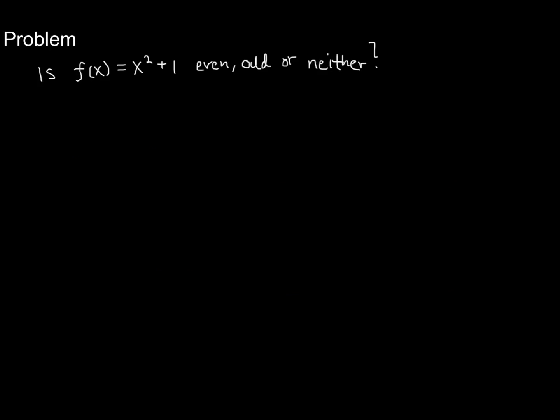So here's a problem. Is f of x, which is equal to x squared plus 1, even, odd, or neither? So here's what I want you to do. Before we actually go through and prove it algebraically, I want you to sketch a graph of this function. So you should be able to sketch it by hand, and if you need to check Wolfram Alpha, check Wolfram Alpha. And then just based on the sketch of the graph, decide whether you think it's even, odd, or neither, and then try and use the definition to show that it's even, odd, or neither. And then press play and we'll take a look.